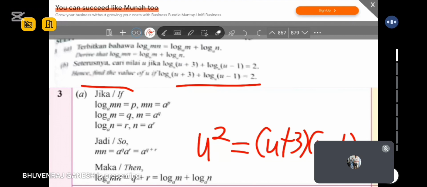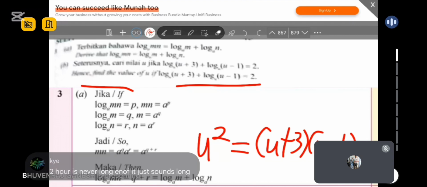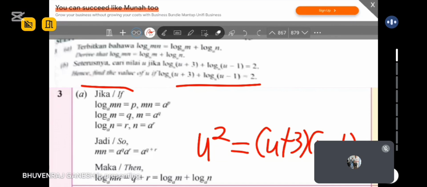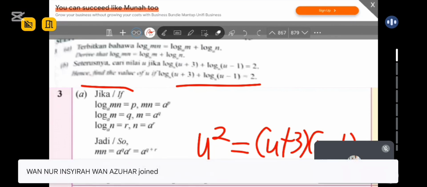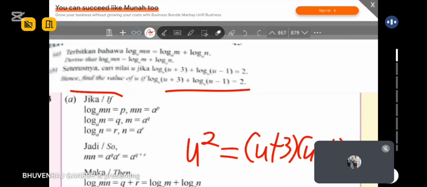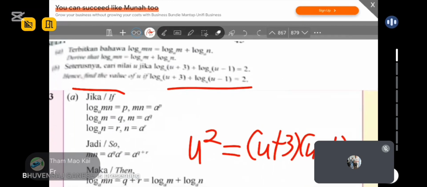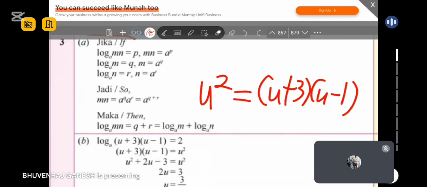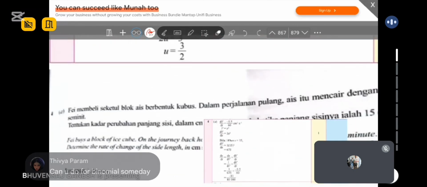That's all. What if my method not in answer scheme? Don't worry guys. If your method not in answer scheme, examiners always see logic. Dia nampak logic saja. If your answer is logical mathematically, then your answer is accepted. Do you get me guys? So don't need to be exactly like the scheme. Tak semestinya sama dengan skema ni. 2 hours is never long, correct? You will struggle later on because time pass very fast.